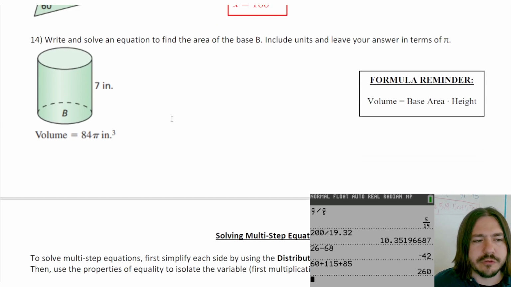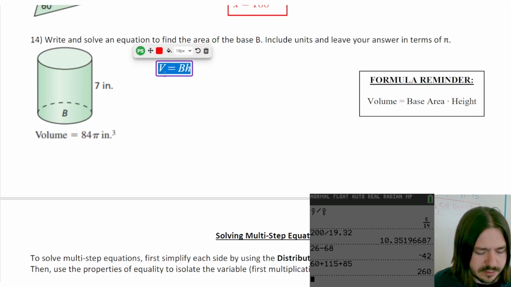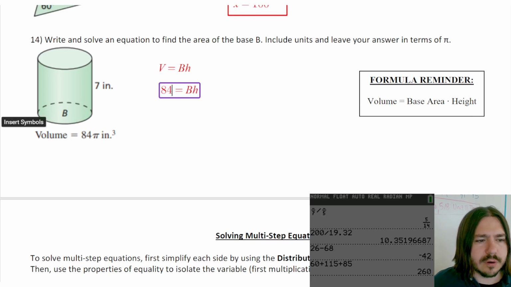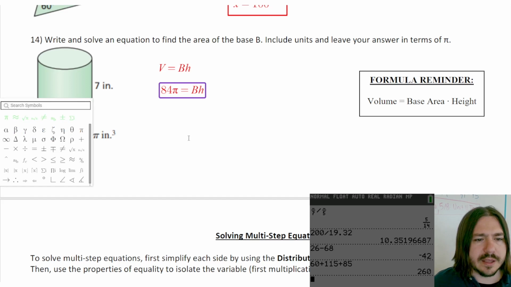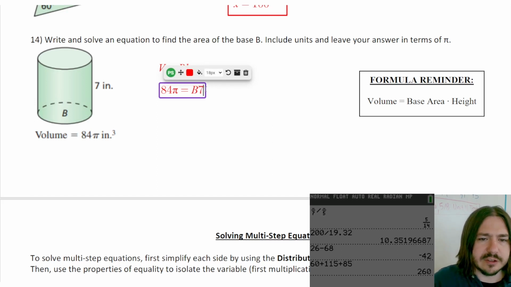So that's what I was referring to earlier, is if we end up with a pi in our answer, we don't want to round it or anything, we're just going to leave it in terms of pi. So here we've got the volume equals the base area times the height, and the volume here is going to be 84 pi inches cubed. So 84 pi inches cubed equals the base area, which is what we're trying to find, times the height, 7 inches. So I'm going to actually put the 7 in the front.